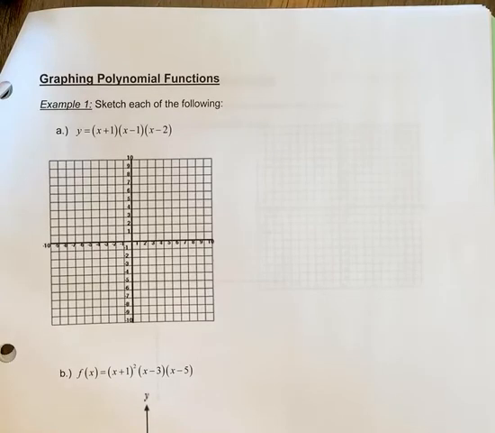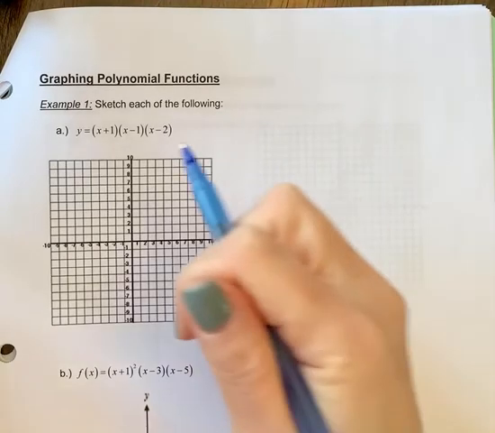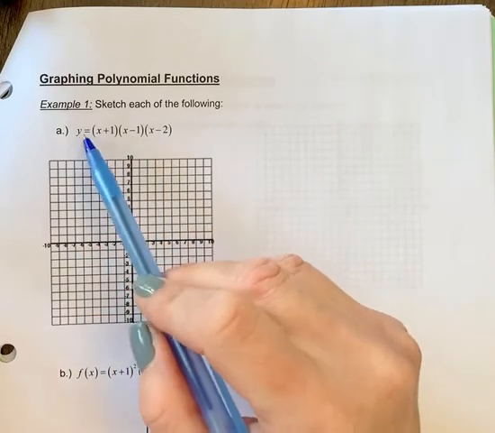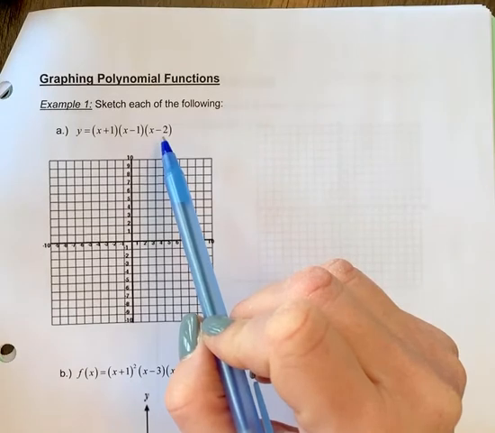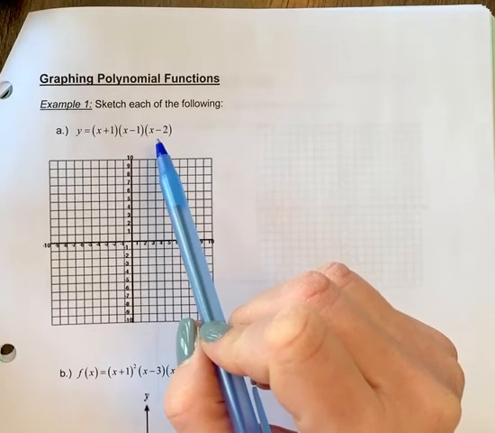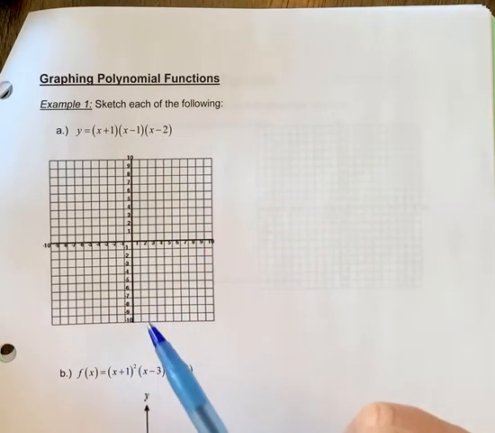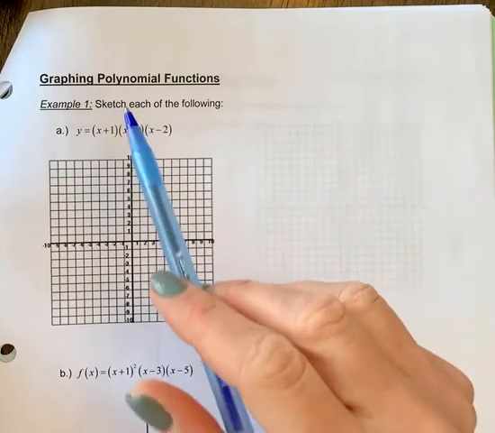Graphing polynomial functions. Sketch each of the following. So we're going to look at example 1a. There's some key features to polynomial graphs that we need to make sure we always look at. So two of the key features are going to be the x-intercepts and the y-intercepts.